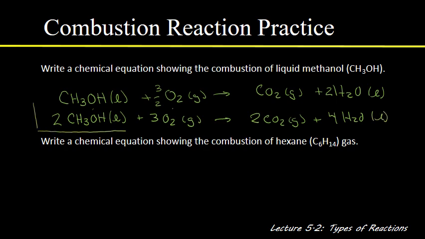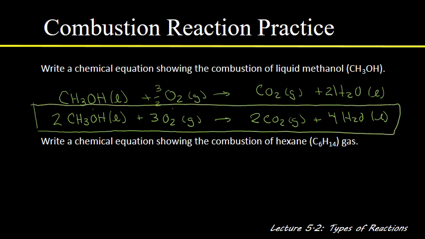That gives me 2 carbons on each side. It gives me 8 hydrogens on both sides, and looks like 8 oxygens on both sides. Wonderful. Okay. And now here's the next one. We've got a big number here for hexane. We've got 6 carbons. So this is an example of where some of the stoichiometric coefficients might start to get a little bit large. Okay, but since we have a systematic way of doing this, that's not going to be a problem for us.